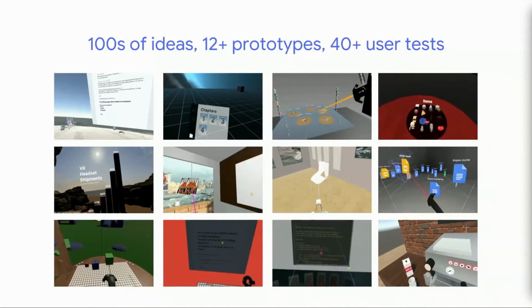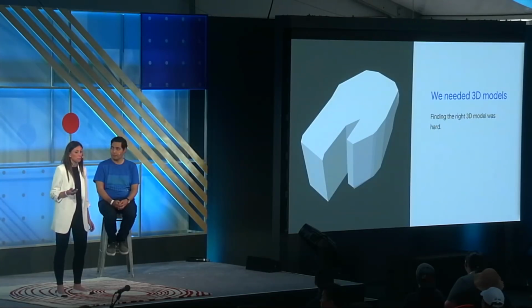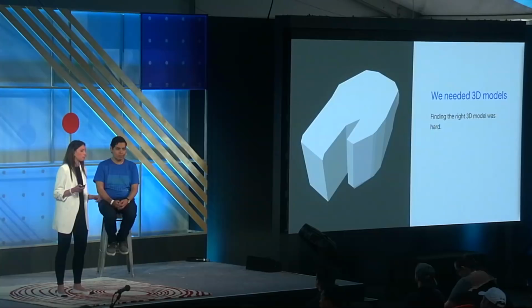We built everything from organizing your docs in VR to training people on how to use the espresso machine in our micro kitchen. But regardless of the prototype that we built, one thing was always the same. We needed 3D models. And finding the right 3D model was really, really hard, especially if we wanted a lot of 3D models that looked like they belonged together. So we said to ourselves, OK, no big deal. We'll make our own 3D models.